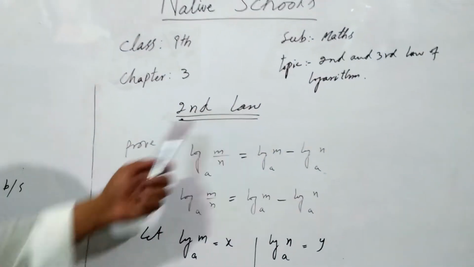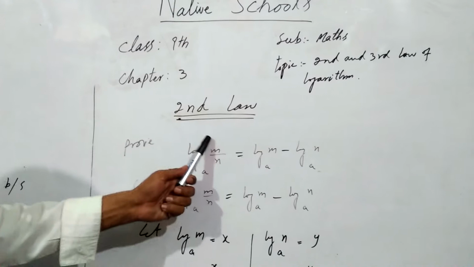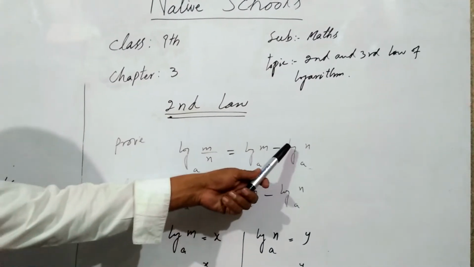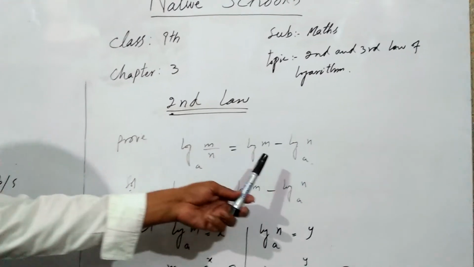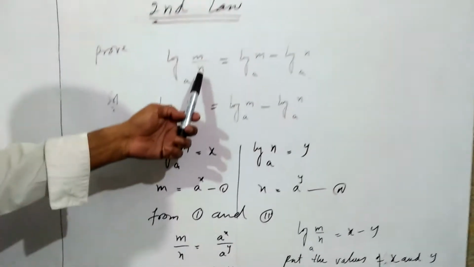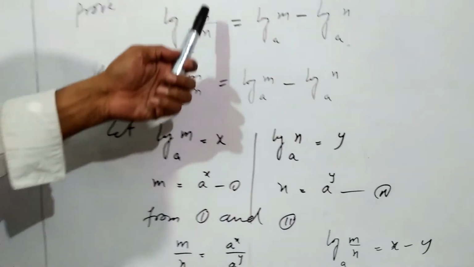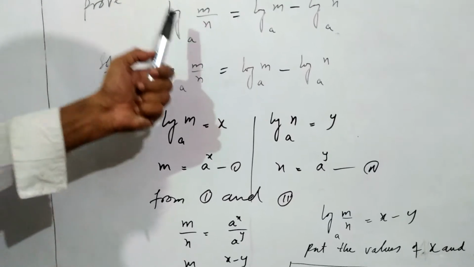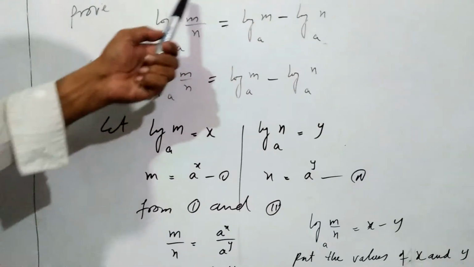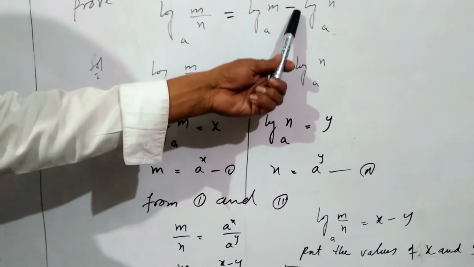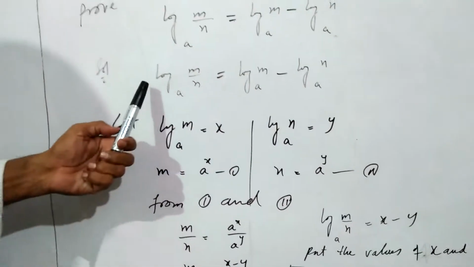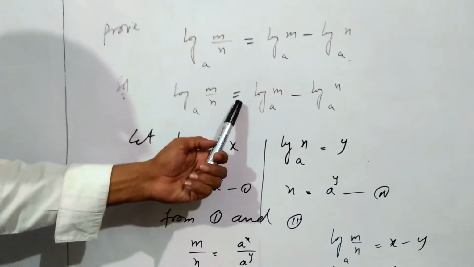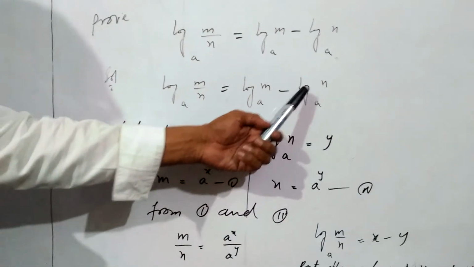Second law: prove log m by n base a is equal to log m base a minus log n base a. It means if two values are divided by each other and we take their logarithm, then logarithm will change this division into difference. So let's start our proof. Log m by n base a is equal to log m base a minus log n base a.